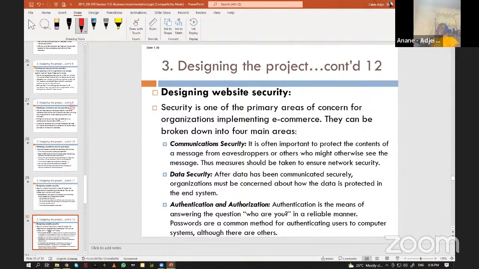Data security. After data has been communicated securely, organizations must be concerned about how the data is protected in the end system. Then authentication. Anytime you are logging onto a computer and you are asked to enter your username and your password.